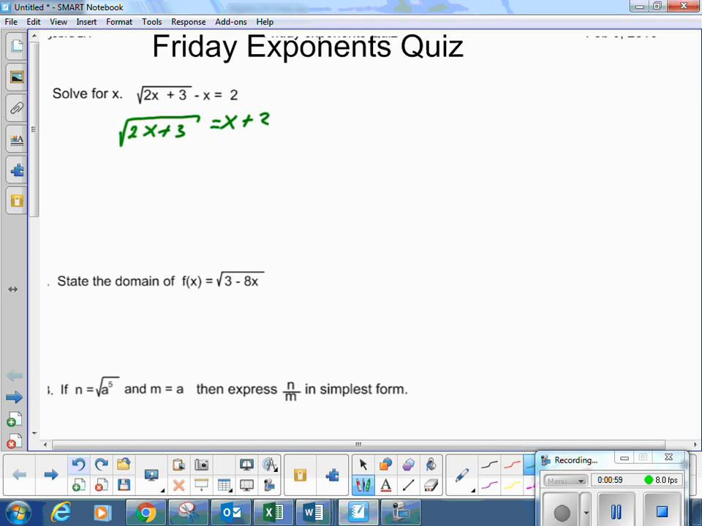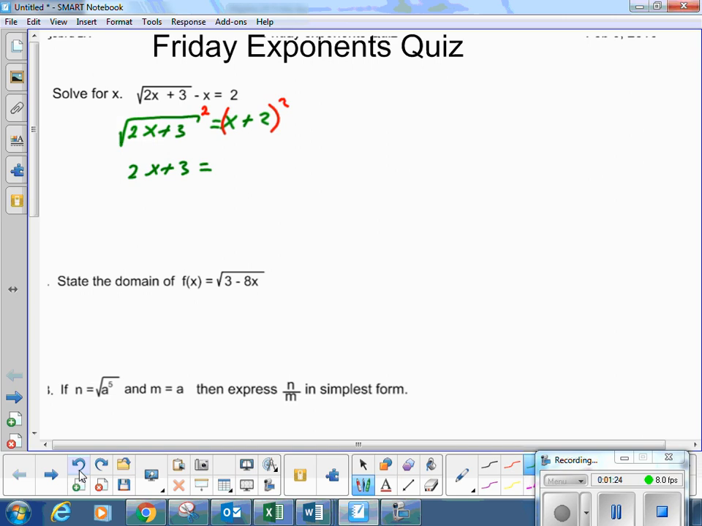Now what I've done is I've isolated the radical, and now by squaring both sides, I can knock off that radical. So when I raise this to the second power and also this side to the second power, I end up with just 2x plus 3 over here. And now on this one, a common mistake that I've seen is a lot of you guys are saying something like this, which is not true. I understand what you're doing. You're doing x squared and you're doing 2 squared, but that's not true. That's not what this ends up being.